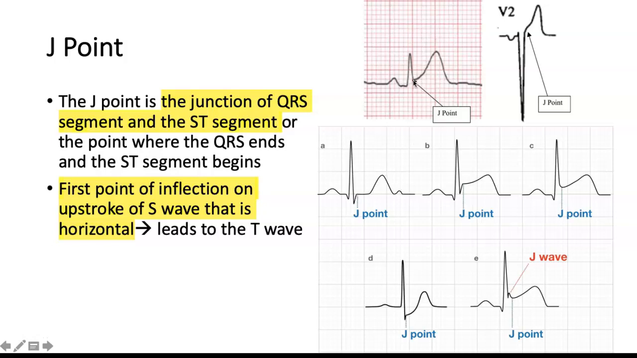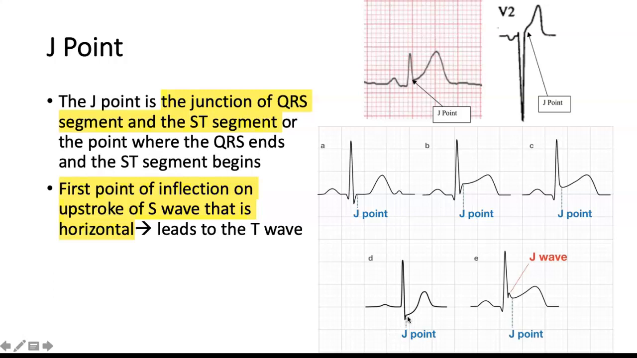In this example, here's the RS segment, and the J point is right here where the first horizontal inflection of the ST segment is. Again, here's a normal tracing, the S wave to the horizontal inflection that leads to the T wave. In B here, here's the S wave, the J point where it leads to the horizontal inflection to the T wave. Again, the first horizontal inflection to the T wave.